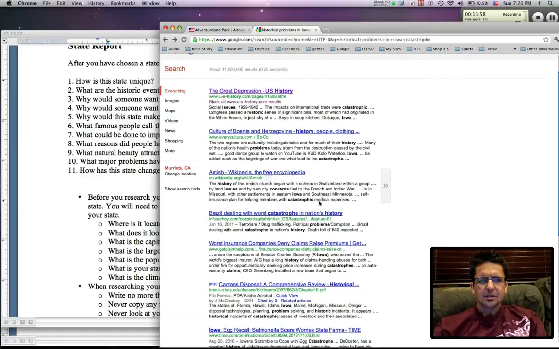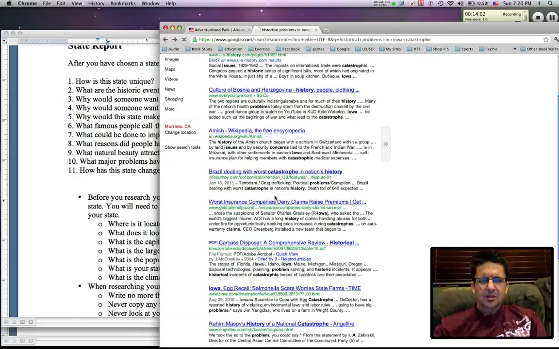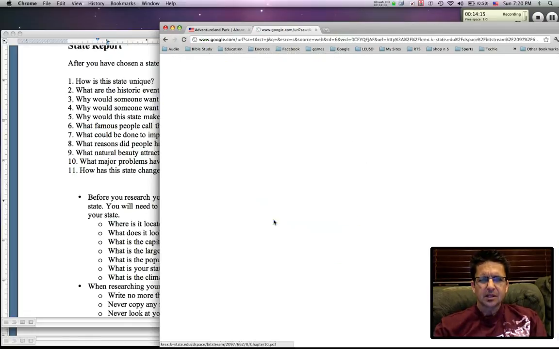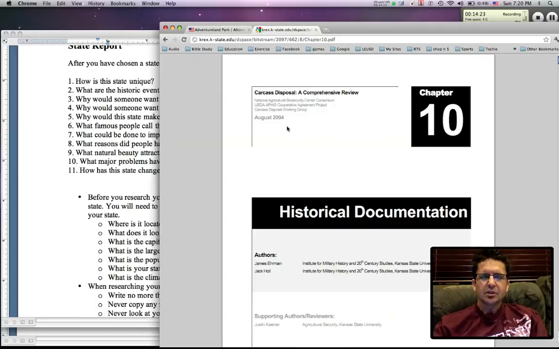All right, Brazil, let's see. Skimming with my eyes. This looks interesting. Carcass disposal. A comprehensive carcass is a dead body of like an animal. So let's see. Okay, well, anyway, you're going to continue to do that.